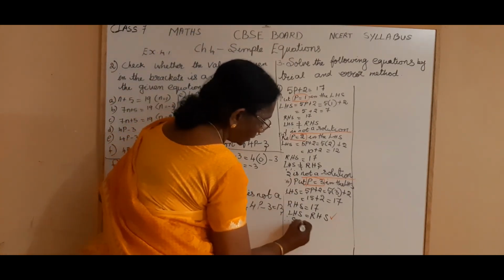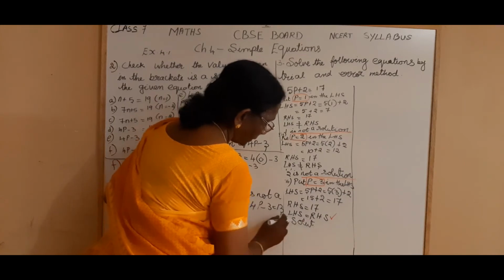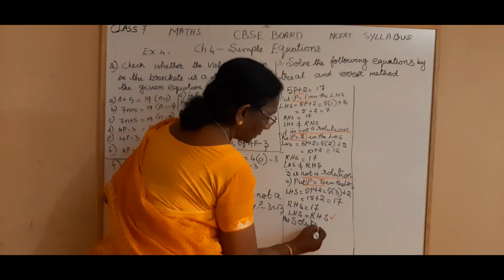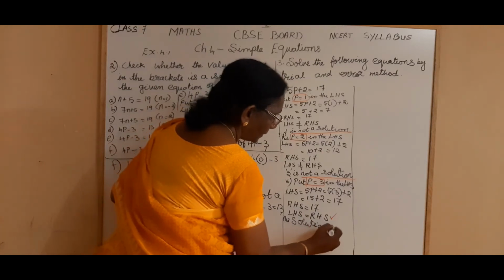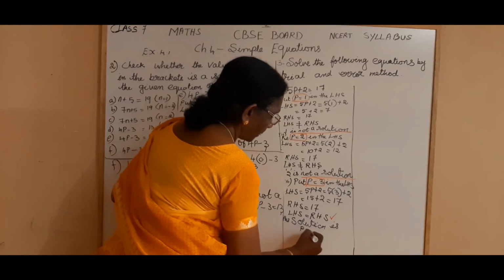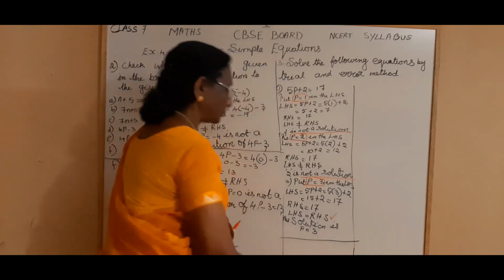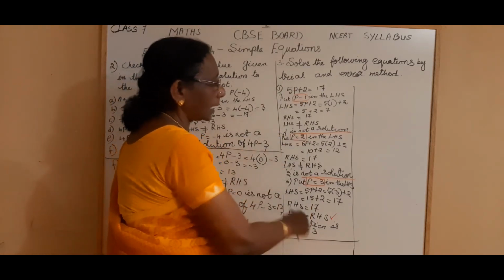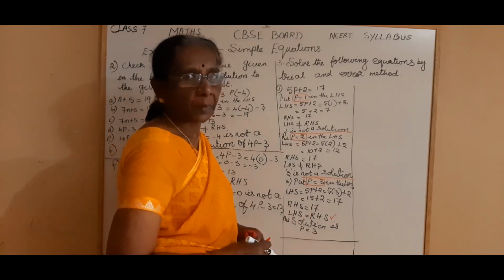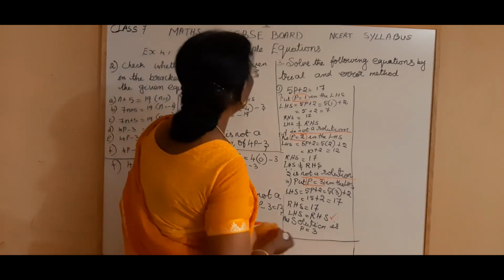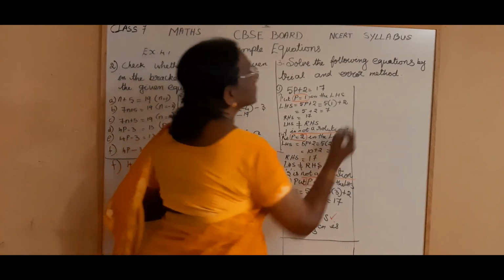Therefore, the solution, the answer you can write, is p is equal to 3. Is it clear, children? So this is called the trial and error method. Have you understood? Now we'll move to sum number 2.